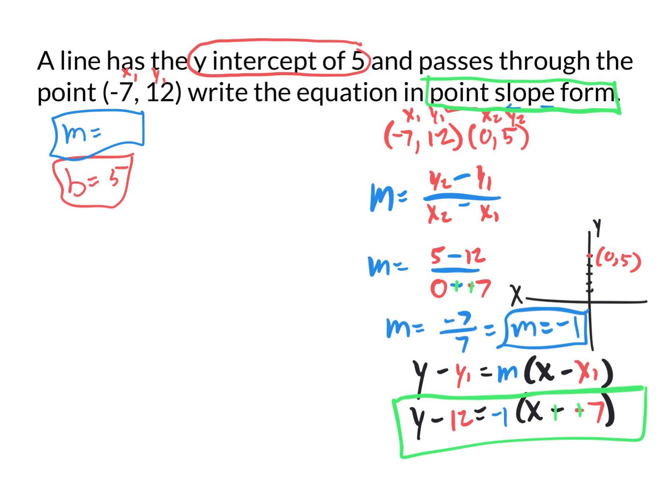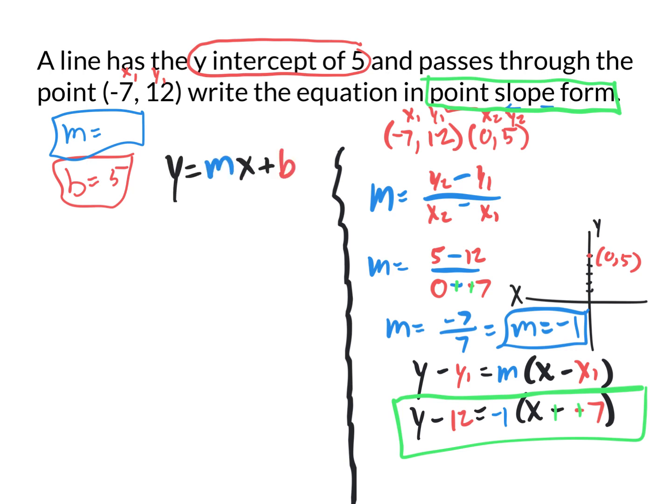And you're done. However, for the sake of exercising our brains, I'm going to show an alternative path, all right? Let's say you wanted to use slope-intercept form, y equals mx plus b, and they give you a point and they also give you a b value, a y-intercept value.